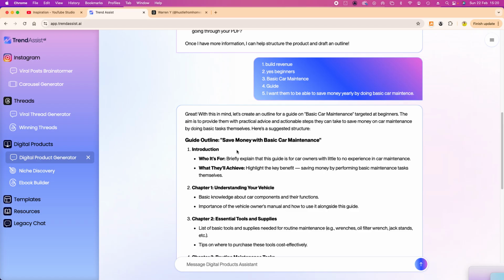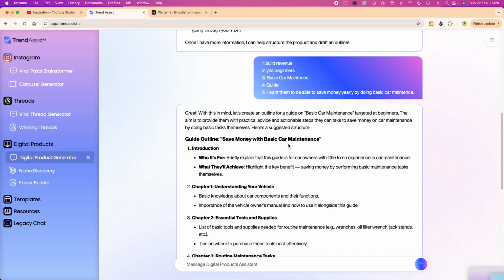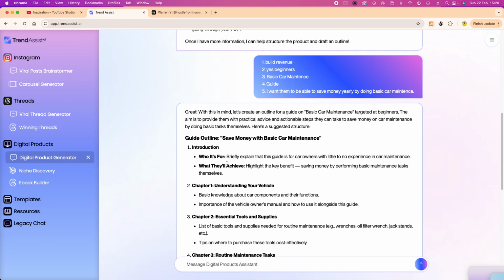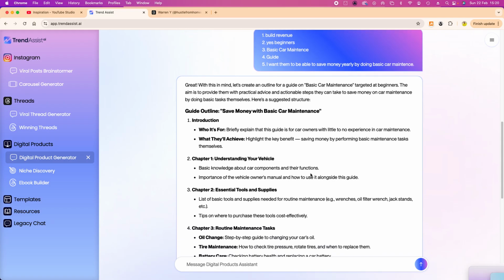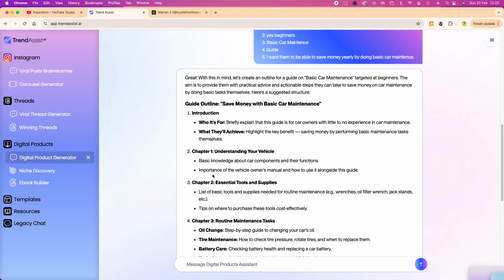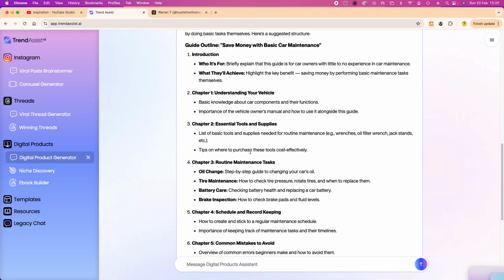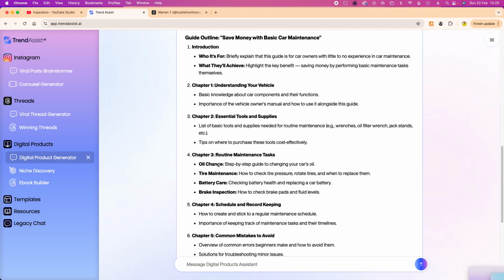Here's a suggested structure. Guide outline: Save money with basic car maintenance. Introduction. Who it's for: briefly explain that this is for car owners with little to no experience in maintenance. Yep. What they'll achieve: highlight the key benefits, saving money by performing basic maintenance tasks themselves. Perfect. Understanding your car: basic knowledge about car components and their functions, the importance of the vehicle's owner's manual and how to use it alongside this guide, basic tools, routine maintenance like oil change, perfect.